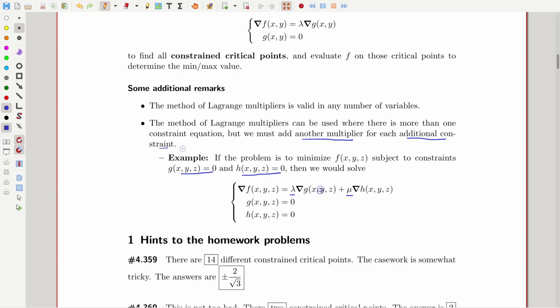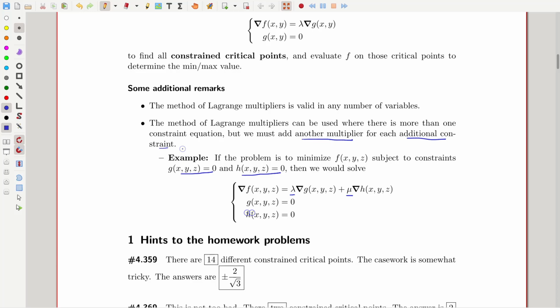So ordinarily, you just have this term, lambda times gradient of g. But with this additional constraint, you add on another scalar and another gradient calculation: mu times gradient of h. So this ends up being a system of five equations total. The gradient calculation here gives three different equations, one for each component function, and then these two additional constraints give you a system of five equations.